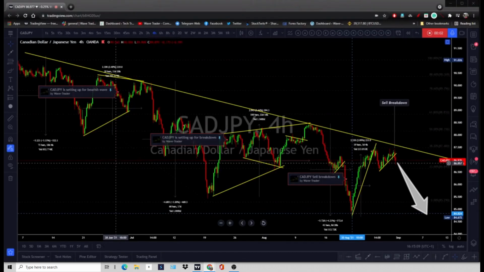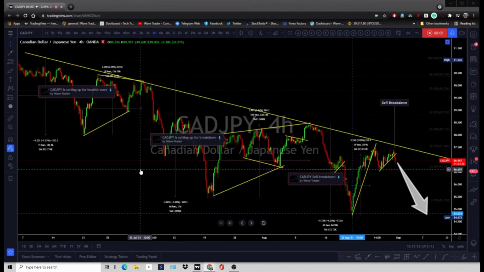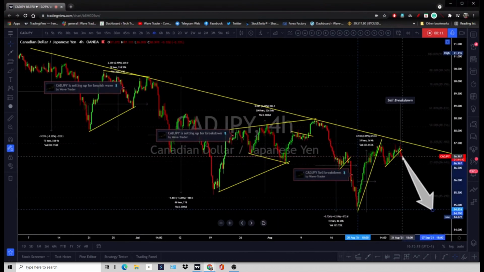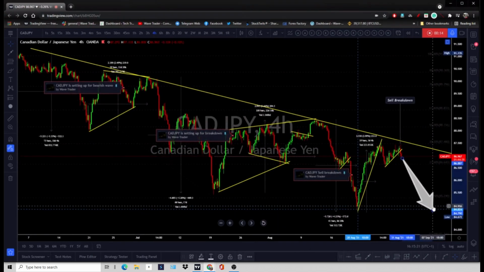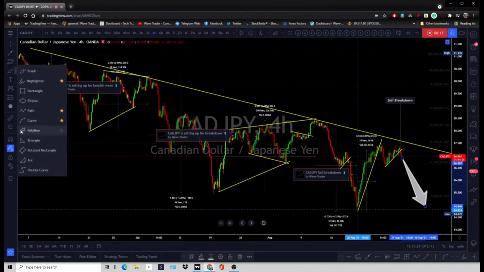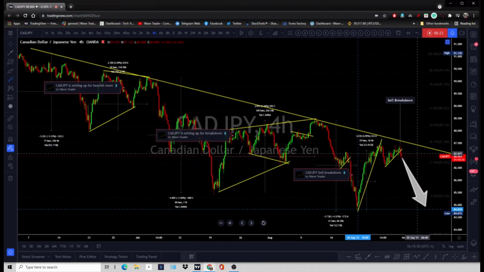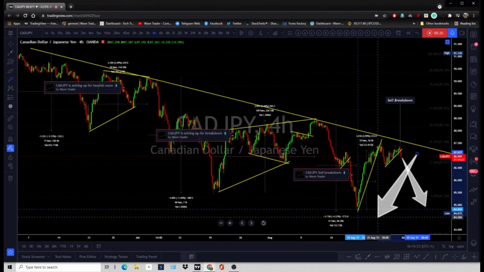So this time we are looking at the CAD yen. CAD yen is in a correction and setting up for a breakdown for more downside. Clearly we can see that the price is forming a very nice flag over there, setting up for a breakdown for more downside. You are simply looking for this breakout to continue to keep pushing all the way back to that low.